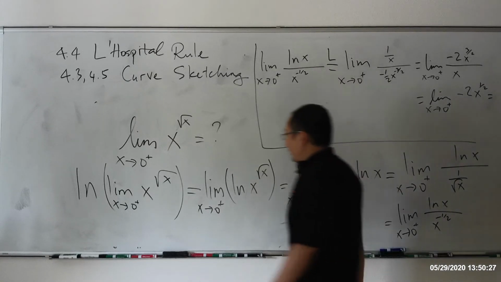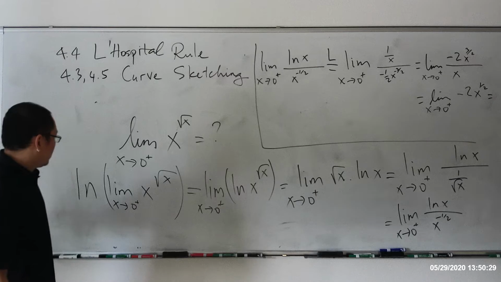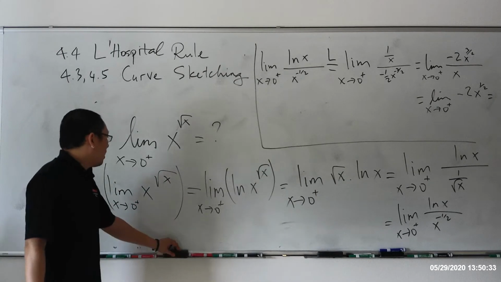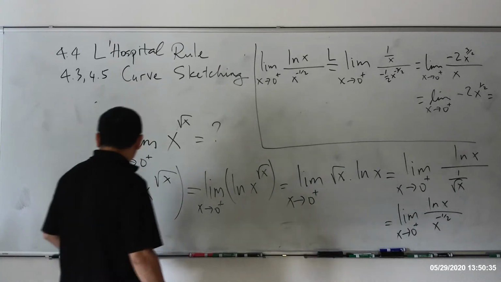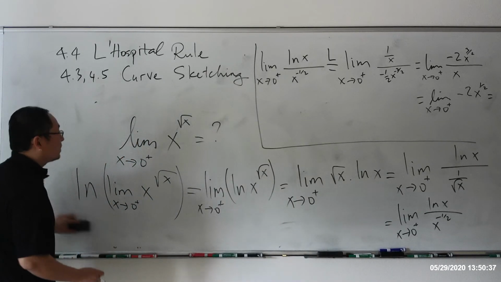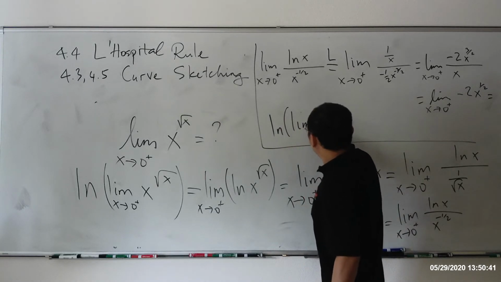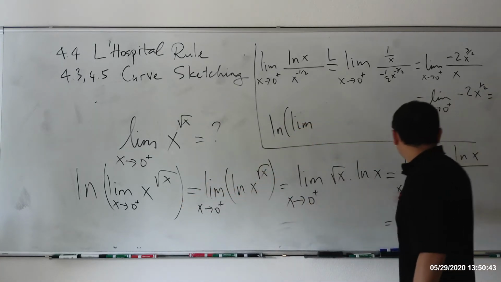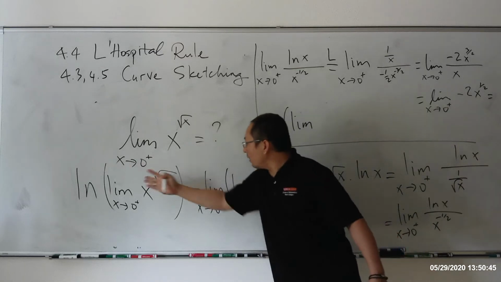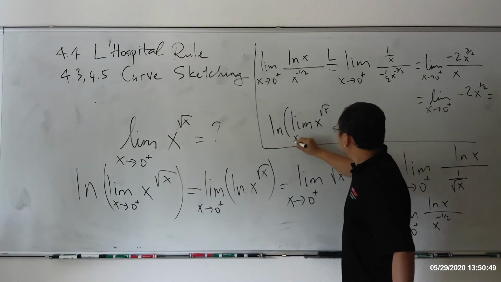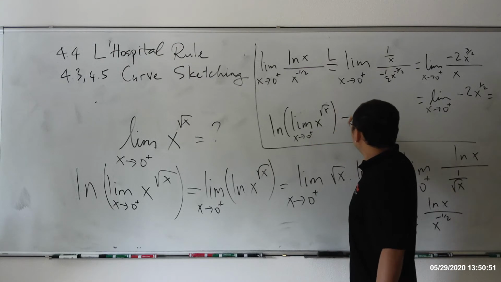Alright, we haven't got the answer yet. What we calculated is this: the ln of the limit is equal to 0. So all we have is right here. Let me write right here. ln of the limit, see? All the calculation all the way to here is just calculating what? The ln of the limit of x to the square root of x, as x goes to 0 plus, is equal to 0.